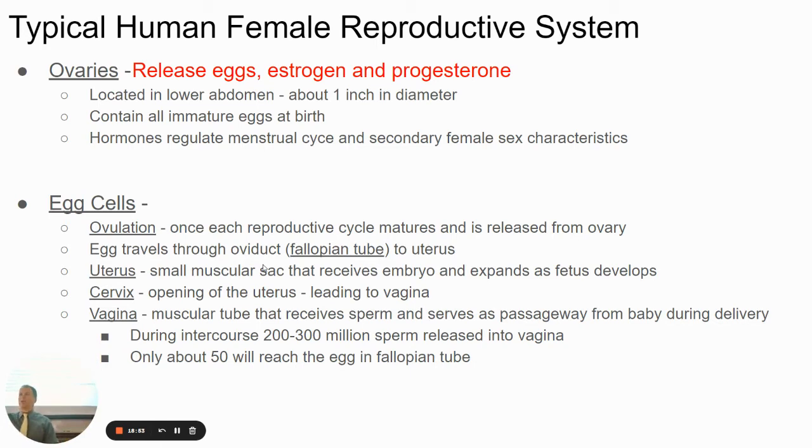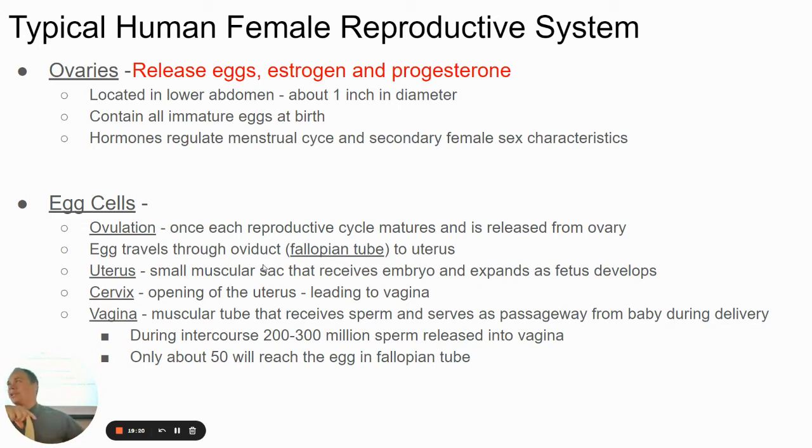And we'll talk more about the reproductive cycle here in a couple minutes. They also produce hormones. They produce estrogen and they produce progesterone. These are two hormones that are important in regulating the reproductive cycle. Ovaries are inside of the body. There's two of them, a left and a right ovary. They're in the abdomen. They're about 1 inch in diameter.